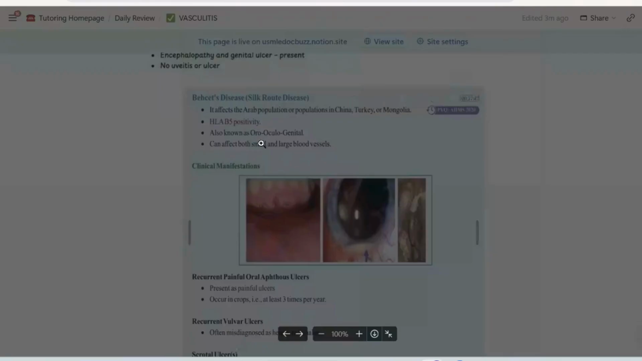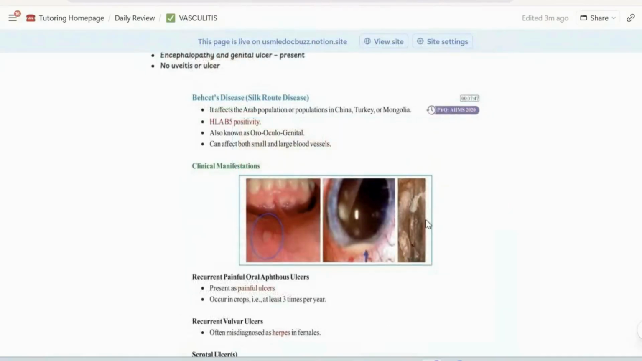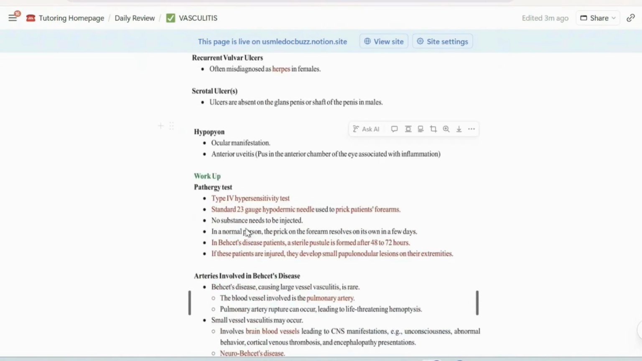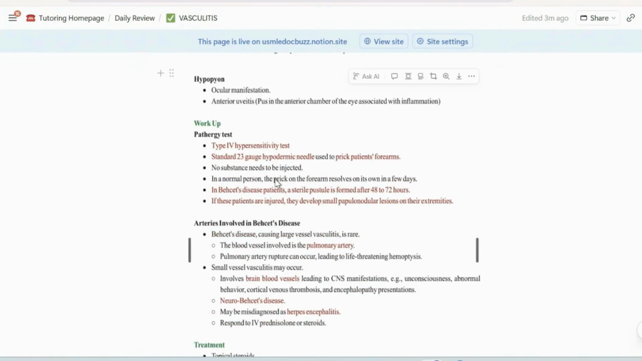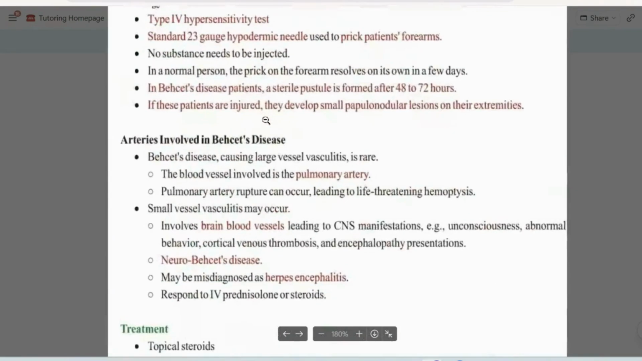Okay, it's also called oral oculogenital, right? Oral oculogenital vasculitis. Okay, and you can see the pictures, and you see different women with vulvar ulcers, with scrotal ulcers, hypopyon in the eye, and then the test that they like to do with Behçet's disease is the pathergy test.